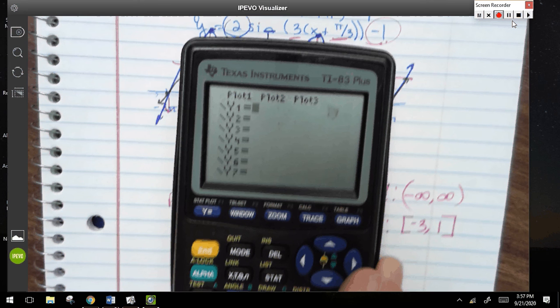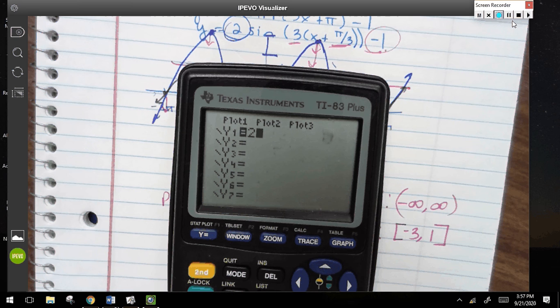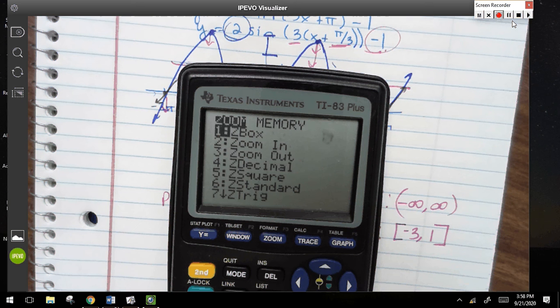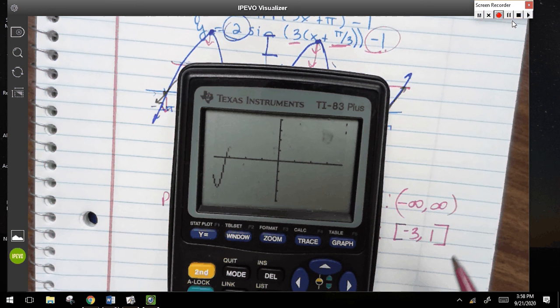So 35 is the same kind of thing. This is find the domain and range. This is the natural log of x minus 3 plus 1. Okay, so the natural log graph looks like this. You've got an asymptote here, right?